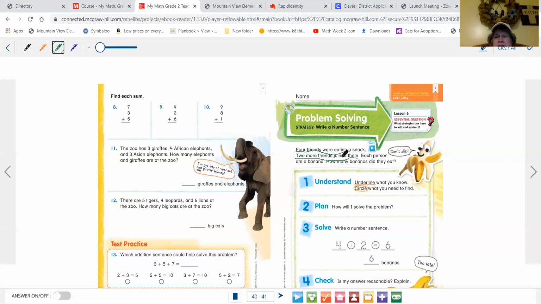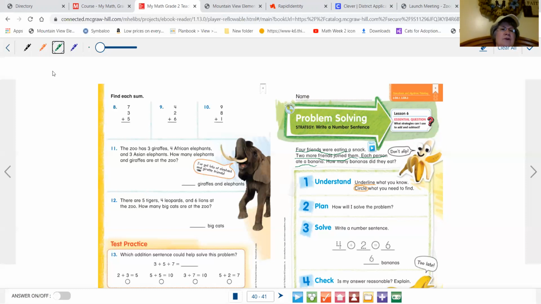Okay. Each person ate a banana. We need to know that, right? All of them. Each person ate a banana. So now we've got to circle what we're supposed to find out. And our question is, how many bananas did they eat?